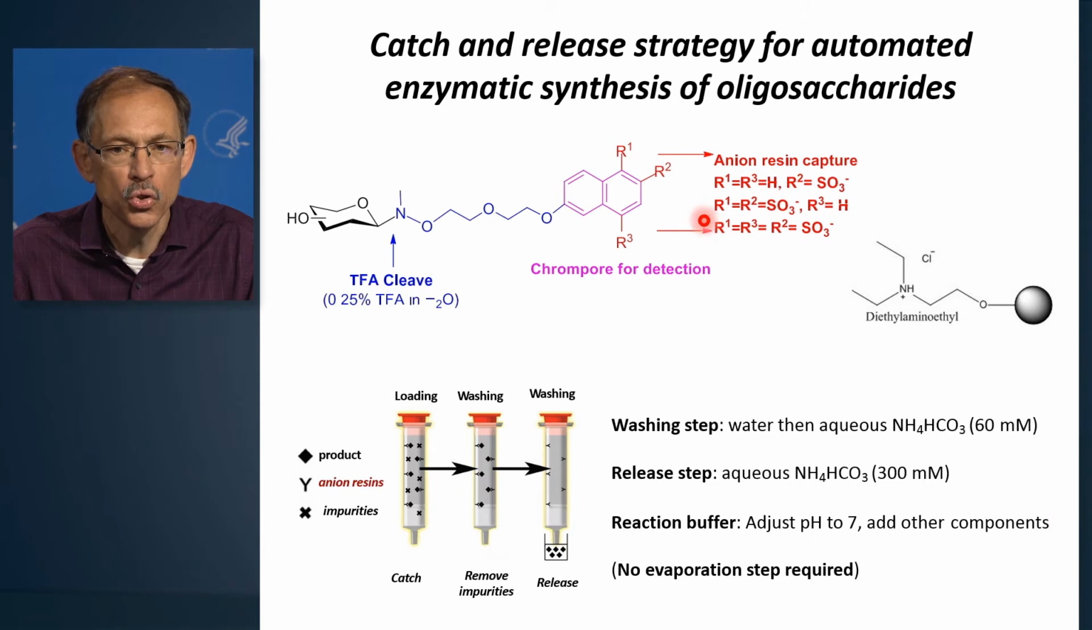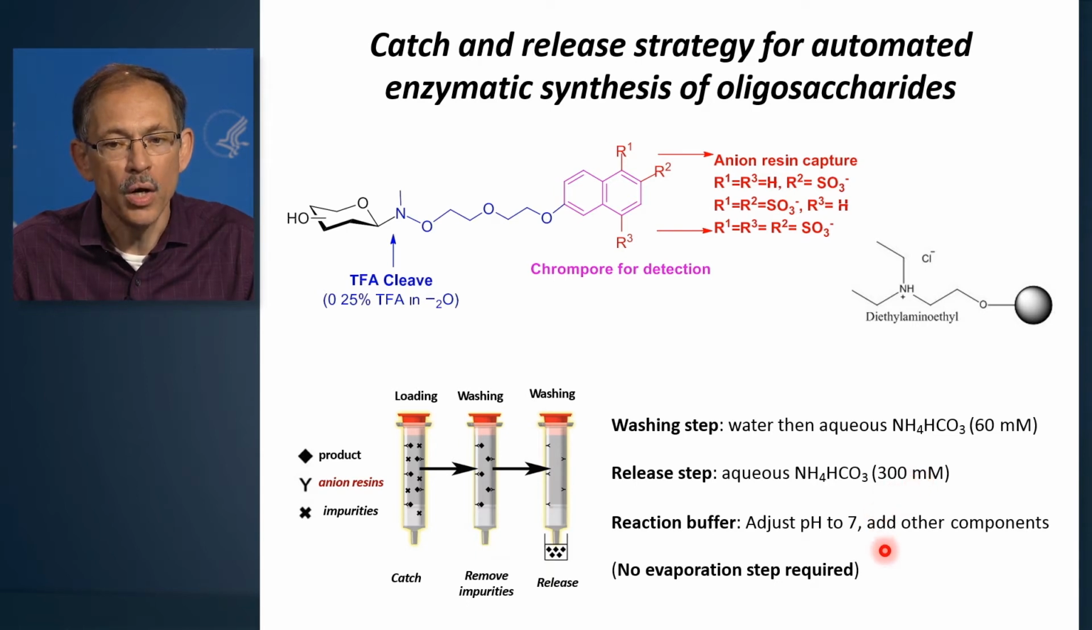To accomplish these goals, we developed a tag that is based on sulfonates. They contain these negatively charged residues. And we found that such a tag can easily be captured on a commercial diethylamino ethyl resin. So it can be captured, and then by washing with water and a low concentration of ammonium carbonate, all reagents, including excess sugar nucleotide, can be washed away. Then the oligosaccharide can be released from the resin by using a higher concentration of ammonium carbonate, 300 millimolar.